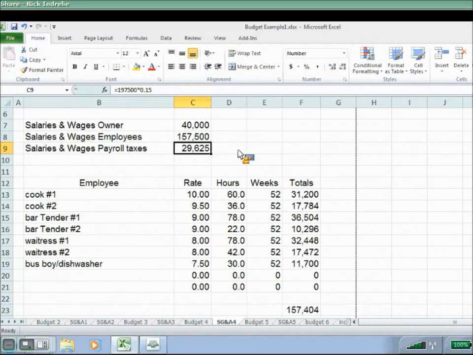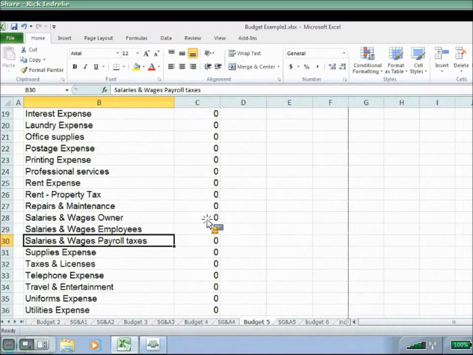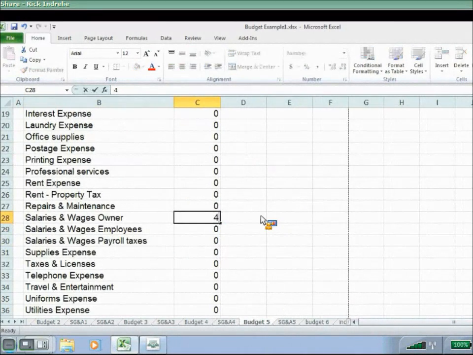So our final step, we need to take these three numbers and put them on our main budget. We're going to click on our main budget and go over to salary and wages of the owner. We're going to enter $40,000. Then our next step is to enter the salary and wages of the employees at $157,500. And then our next step is for the taxes, and we're going to enter $29,625.